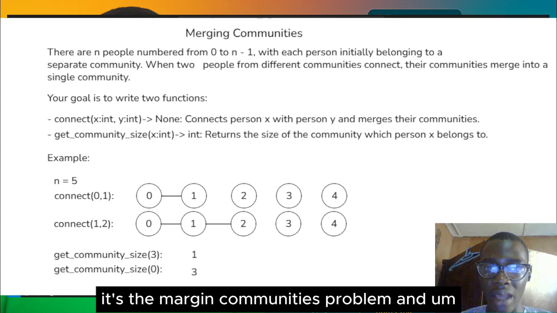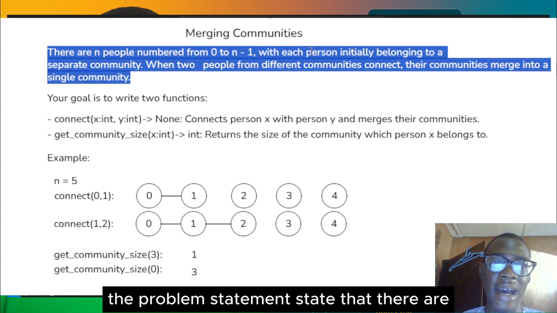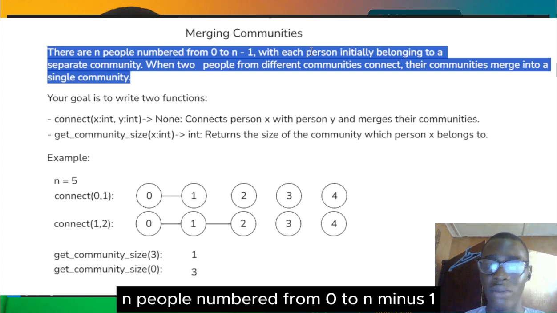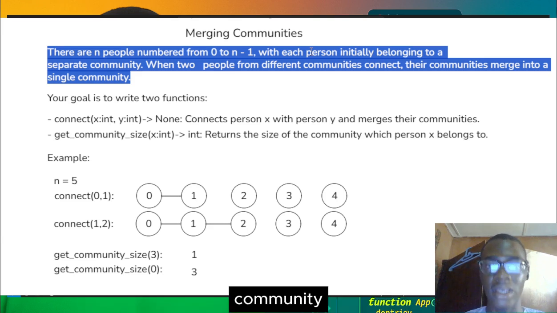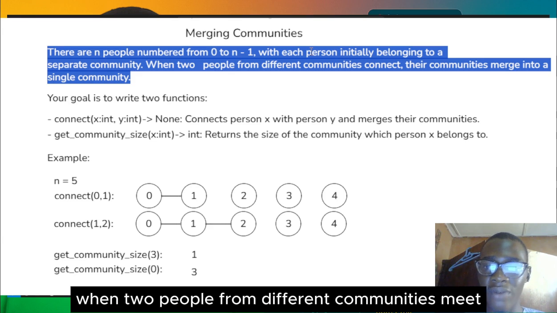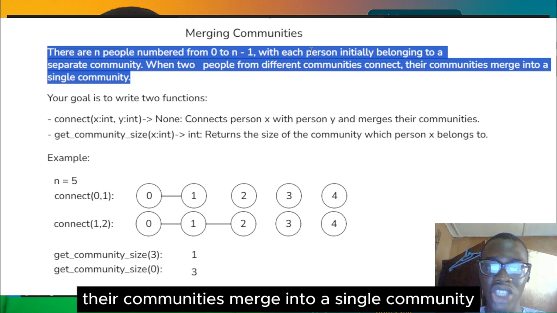It's the merge communities problem, and the problem statement states that there are n people numbered from 0 to n minus 1, with each person initially belonging to a separate community. When two people from different communities meet and connect, their communities merge into a single community.